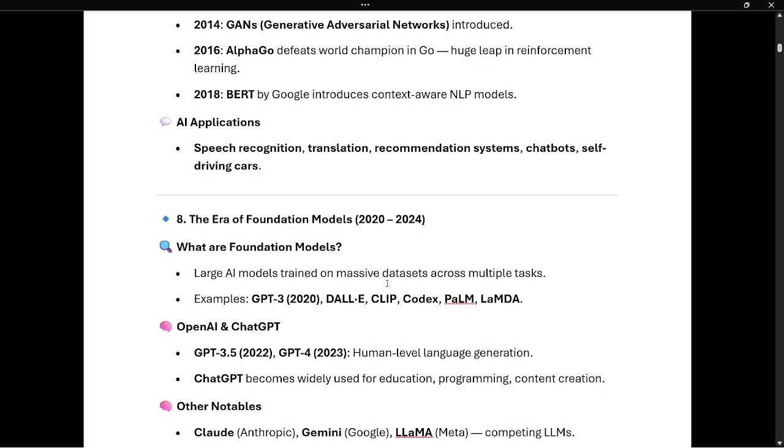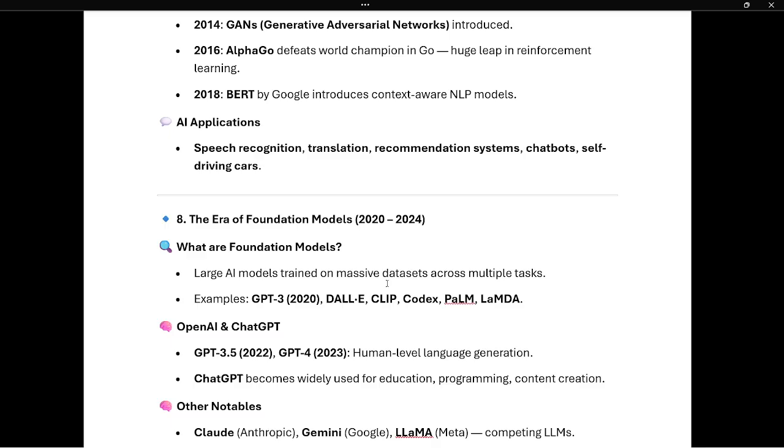Then from 2010 to 2024, they came up with the foundational model. That was the real, you can say, revolutionary era of AI. They built foundational models, called large AI models, trained on massive datasets across multiple tasks. So companies started working on LLMs, large language models. GPT-3 in 2020, DALL-E, CLIP, Codex, PaLM, LaMDA. These are all LLMs, large language models.